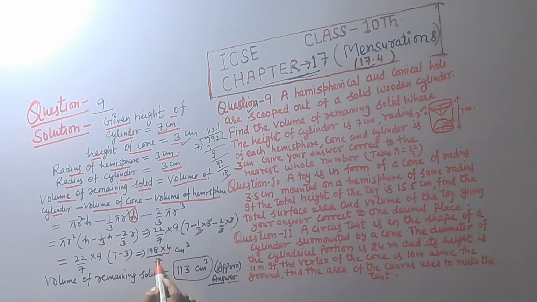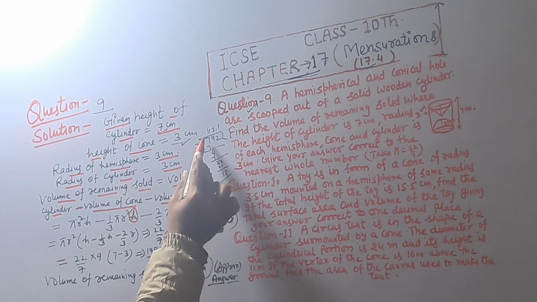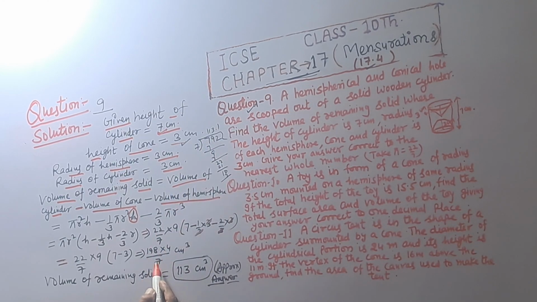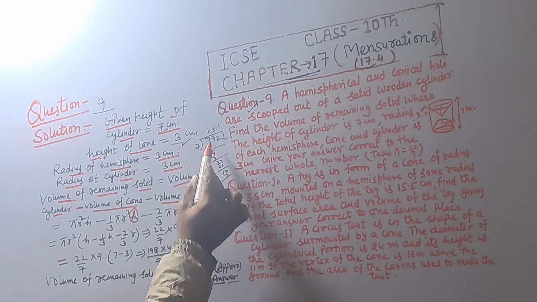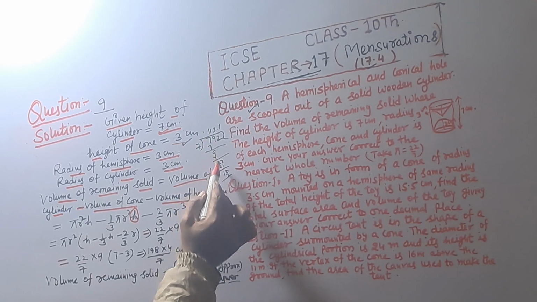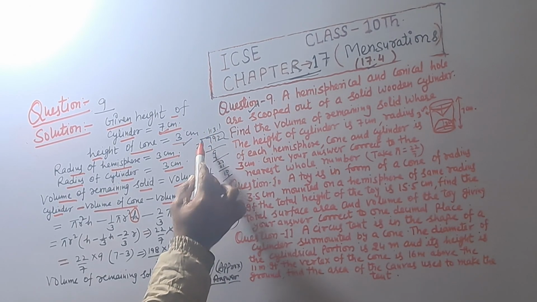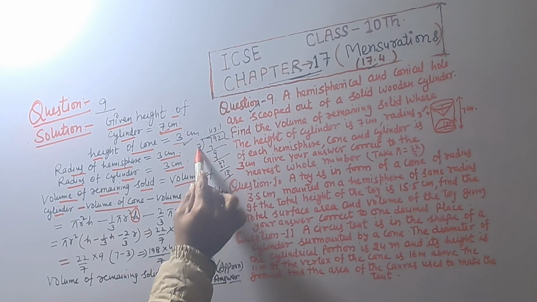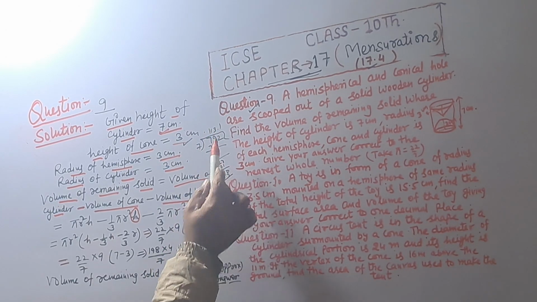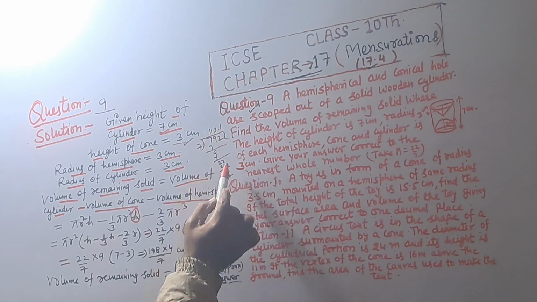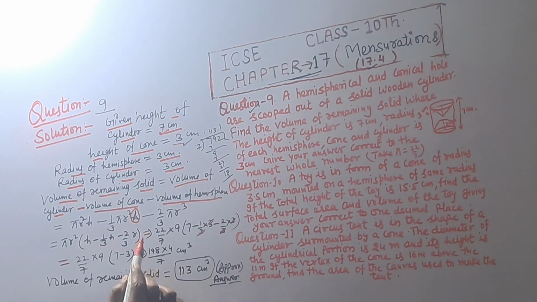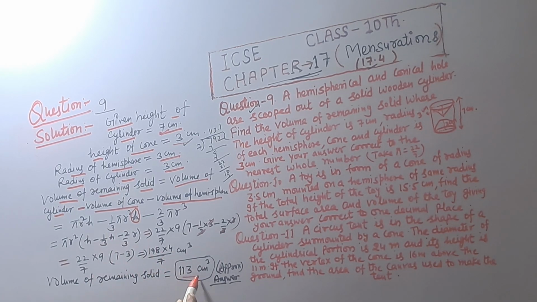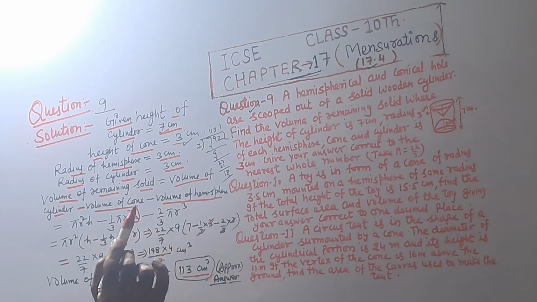198 into 4 divided by 7, that is equal to 792 divided by 7. 7 1s are 7, 9. 9 minus 7 is 2, and 22, then 7 3s are 21. 1.0, 7 1s are 7. Approximately 113.1, that is 113 centimeter cube. Answer.